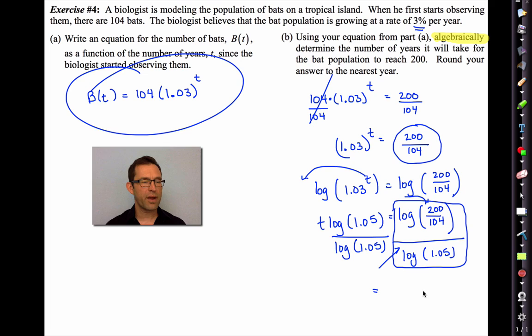All right, well, when I crank that all into my calculator, I get an answer that's about 22 years. 22 years it'll take to reach a population of 200. All right, well, they're not growing very fast, only 3% per year, so I can buy 22 years. Pause the video now and write down anything you need to.